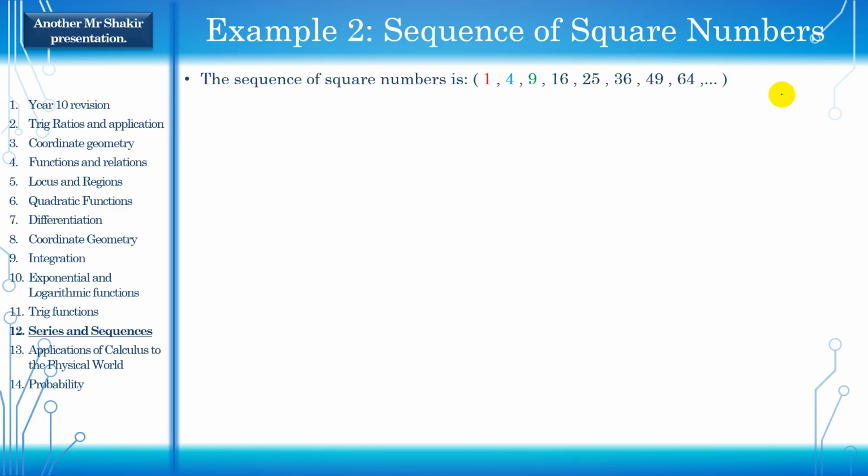Alright, another example is a sequence of square numbers: 1, 4, 9, 16, 25, and so on. And the first term is 1, the second term is 4, the third term is 9. And we can actually draw something like this. Just give me a second. Okay, so let's say we did something like this. Alright.